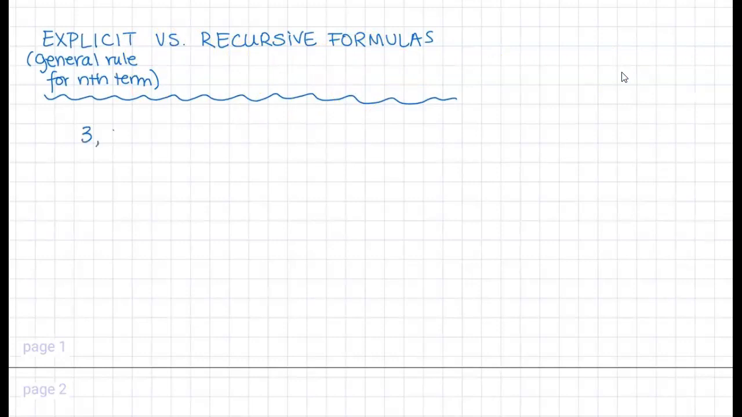That we looked at above: 3, 6, 9, 12, 15, and so on and so on and so on. So it's just the multiples of 3. So an explicit rule is going to be just a formula to find the nth term. So what does that look like then?